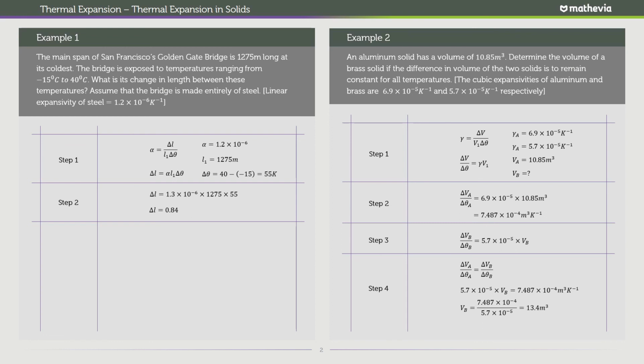And when we work that out, we end up with VB as 13.4 meters cubed. And this is the volume of brass. Basically, if you have a 13.4 meter cube brass solid and a 10.85 meter cube aluminium solid, if you heat them to pretty much any temperature at all, they would expand by the exact same amount, based on their initial volumes. And that would bring us to the end of this very simple lesson.